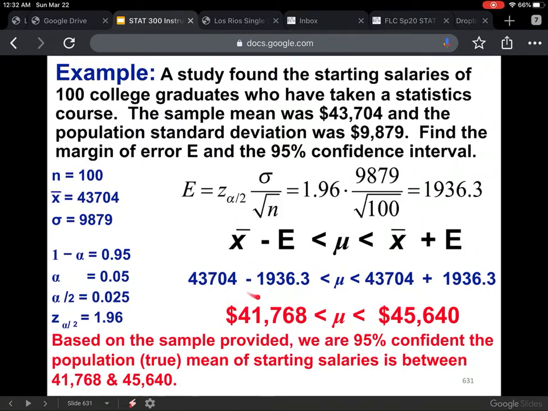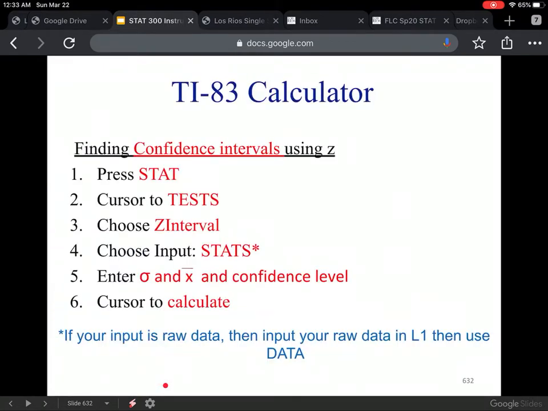43,704 minus 1,936.3, that's 41,768. And the same idea goes for 43,704, adding 1936.3 to that to get the upper bound for my confidence interval. Again, this is one example of a confidence interval that is created at the 95% confidence level. So based on the sample provided, we are 95% confident the population mean, the true mean of starting salaries, is between 41,768 and 45,640.